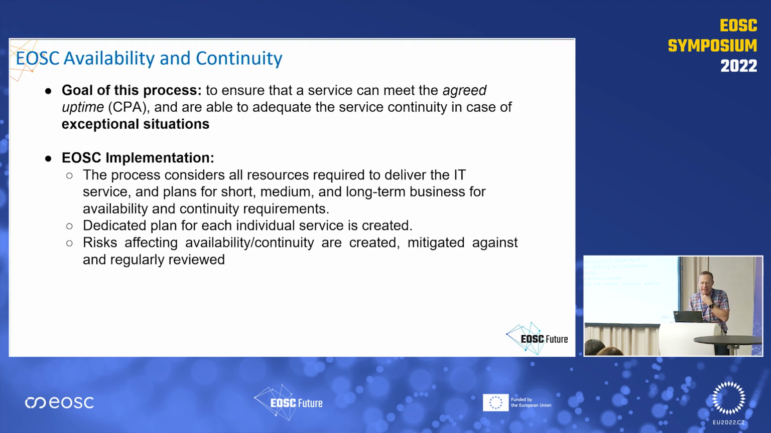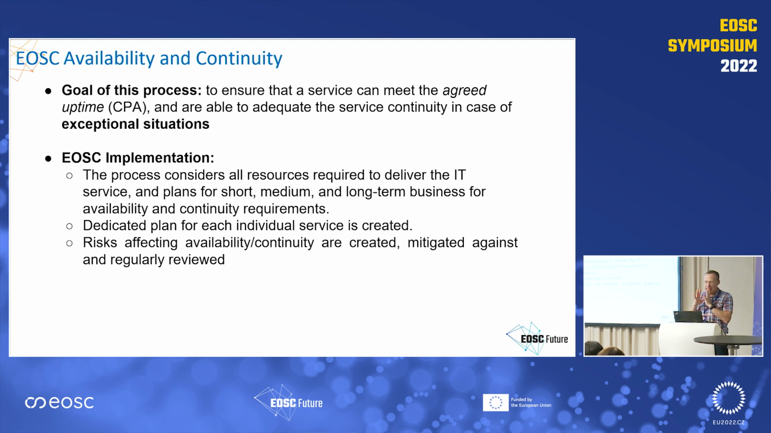And availability on continuity. This is about maintaining that agreed uptime, which is specified in the core participation agreement, making sure that the core service teams have plans to ensure that the promised availability is met and continuity is there as well.